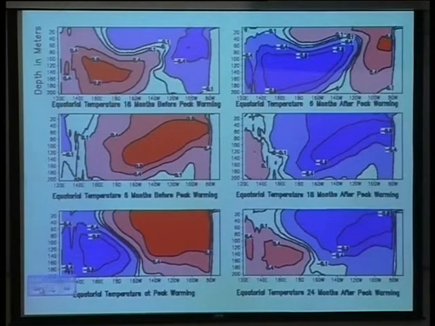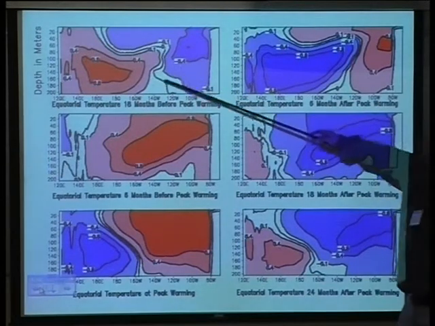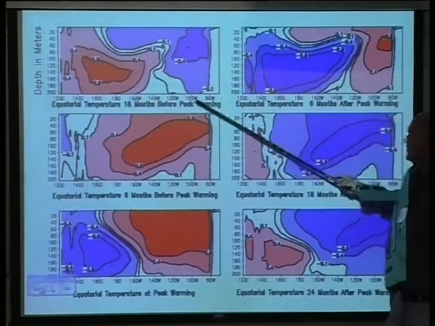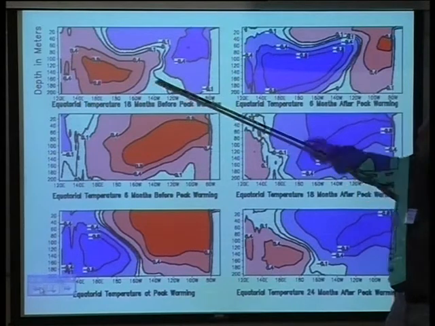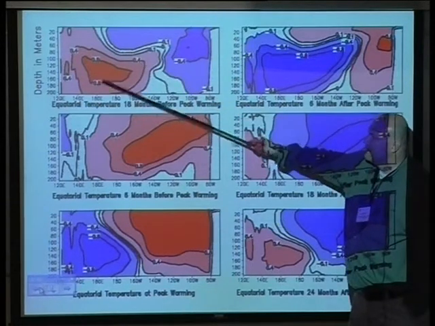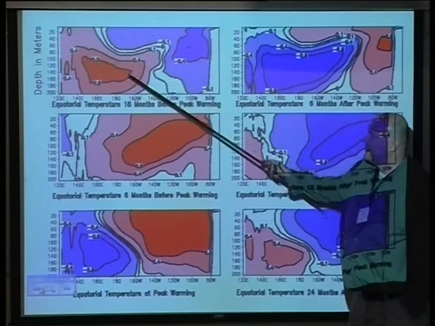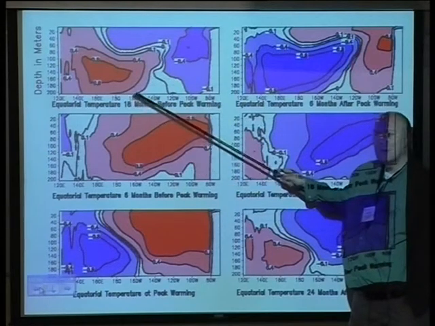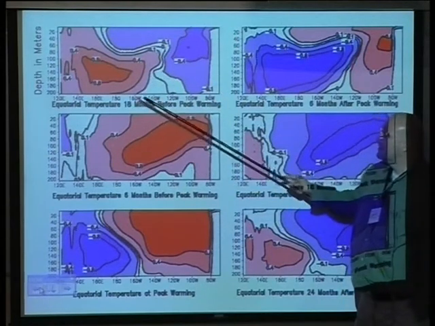So what does that look like in the real world? This is actually a plot of temperature anomalies along the equator. This is 120 east to 80 west. This is depth. Red is positive, blue is negative. These are temperature anomalies. So if you look at TOGA TAO anomalies, for instance, they look something like this.